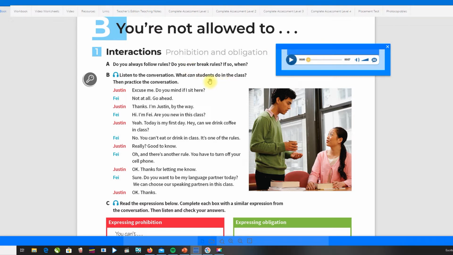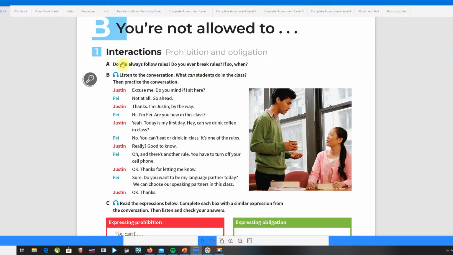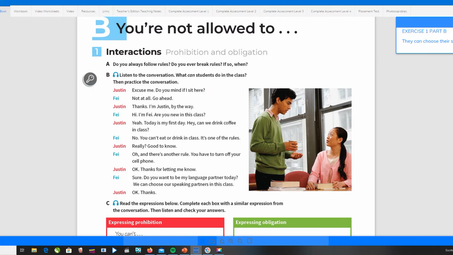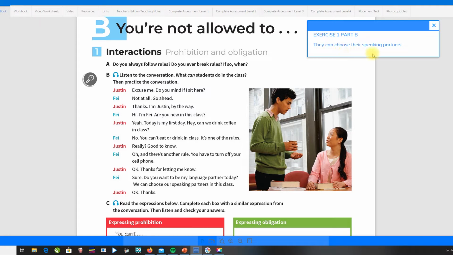What can students do in the class? Can we check out the answers? Let's check it out, okay? And it says they can choose their speaking partners. They can choose their speaking partner. This is the answer to this question.